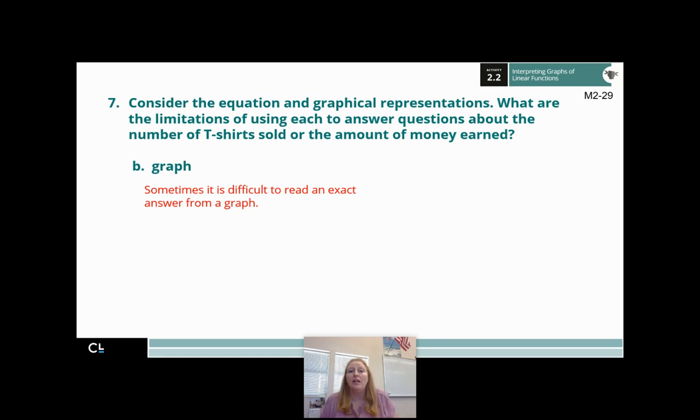So graphs are great, equations are great, but they both have limitations. And so you have to use your judgment on when it's better to use one or the other. It's a thing.